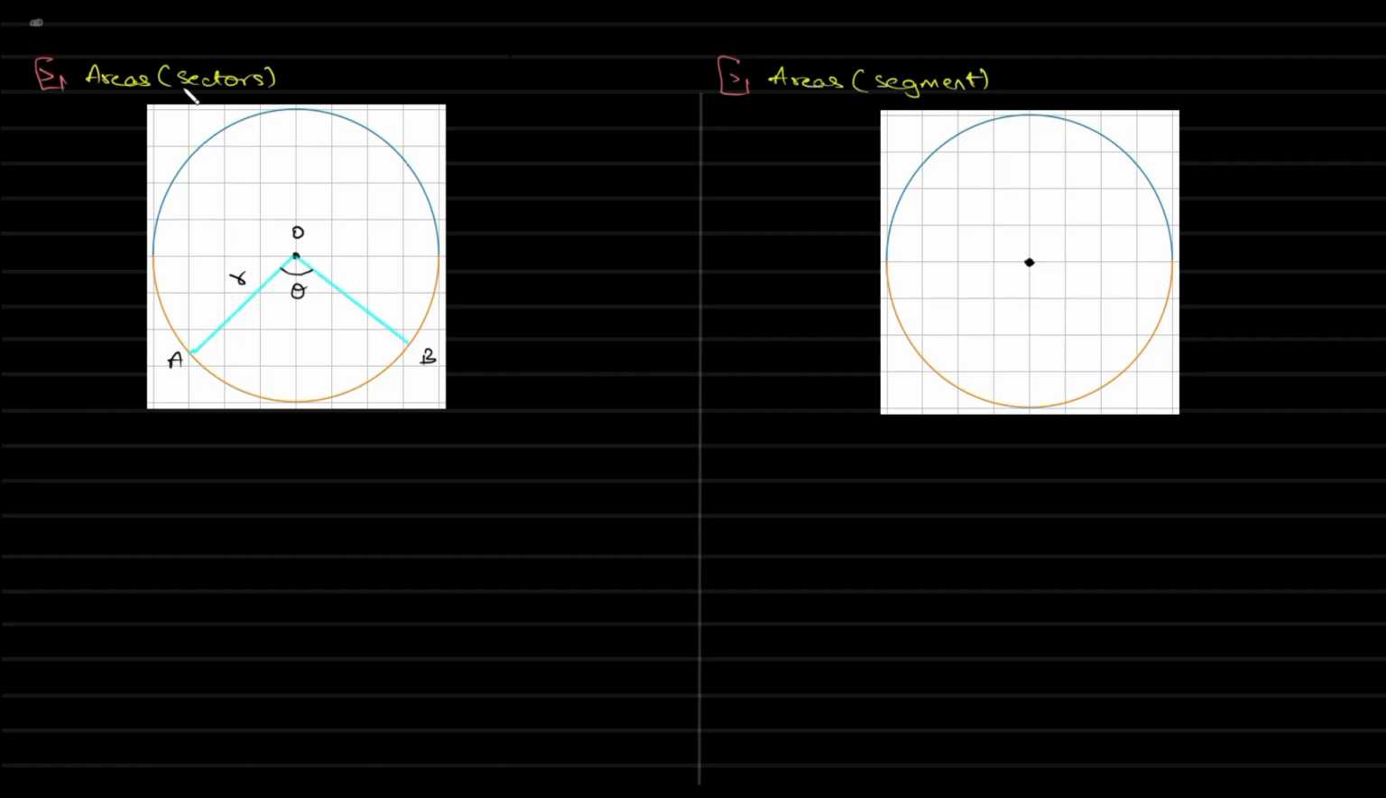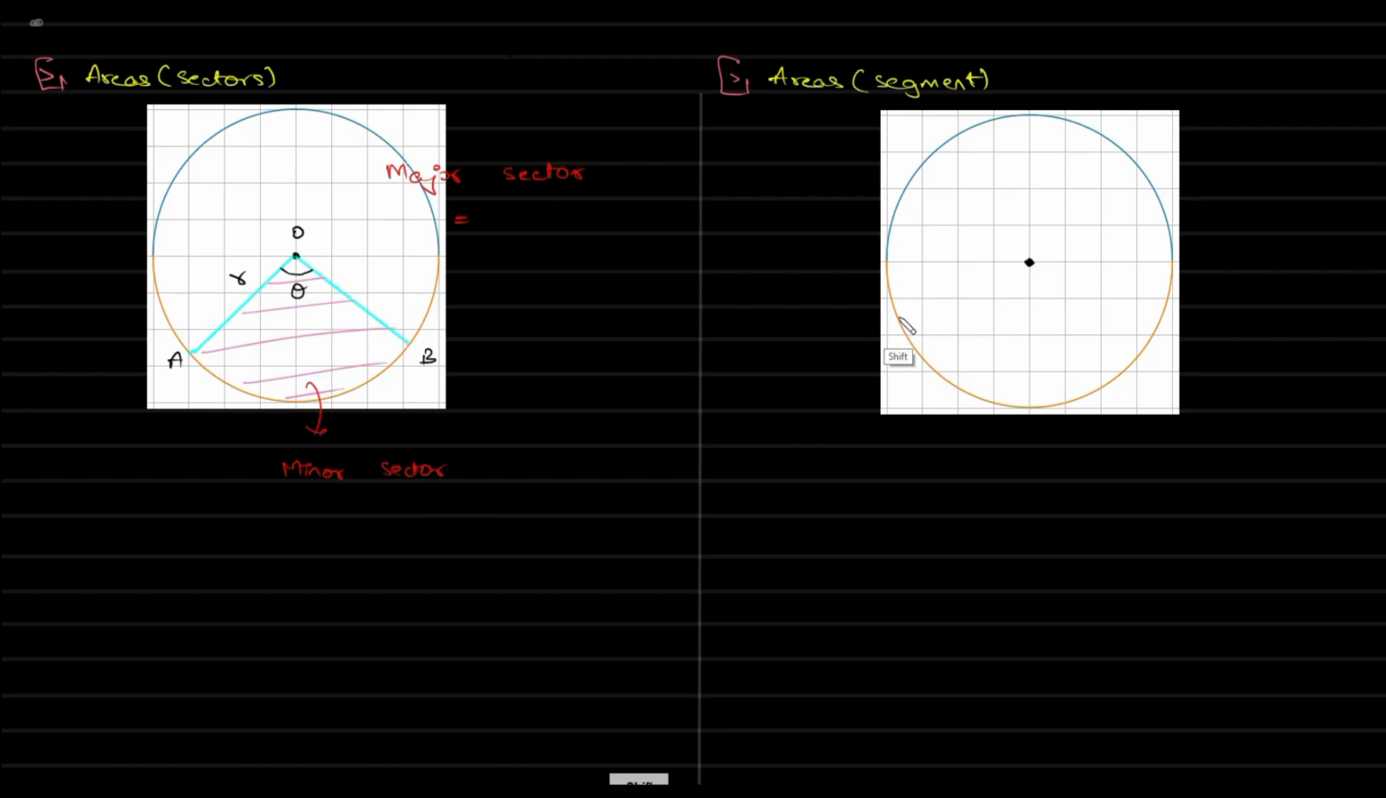Now, what is the sector? Sector is this region, right? And also this region. So, I mean, it's kind of confusing. I mean, both the regions. Well, this is known as the minor sector. And obviously, this will be known as the major sector, right?